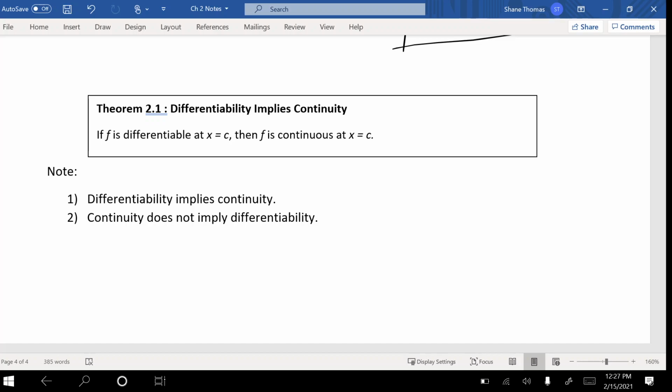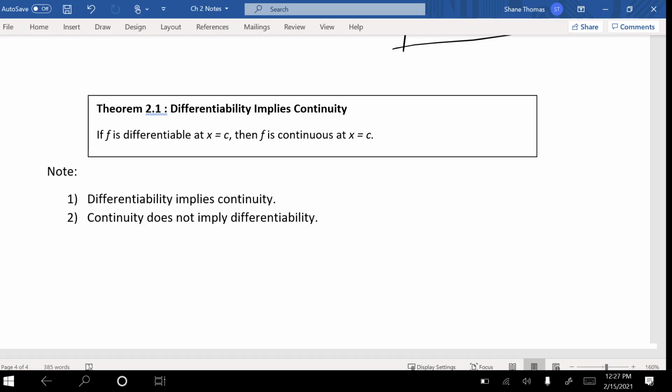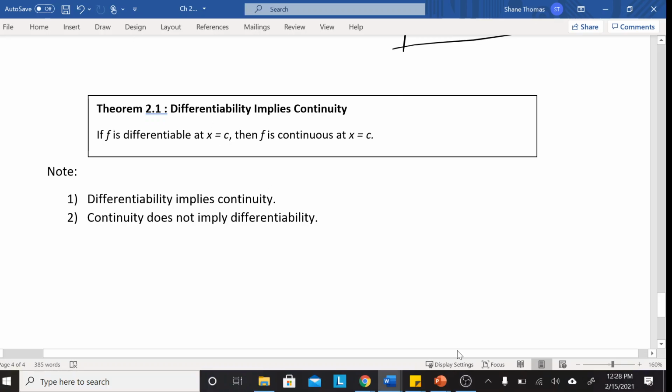But just because it's continuous does not mean you can definitely find the derivative of it at that point. So if something is differentiable, that means it is continuous. But if you know it's continuous, that does not necessarily mean you can differentiate it. All right, questions? All right, we'll stop right there for this lesson.